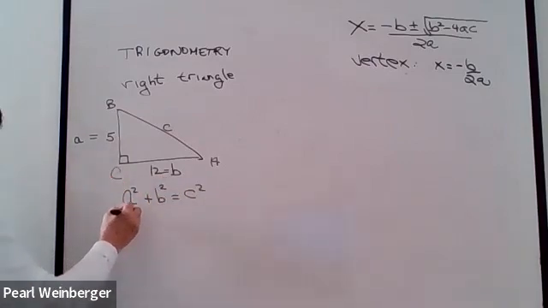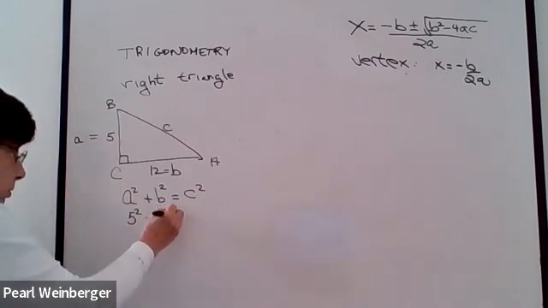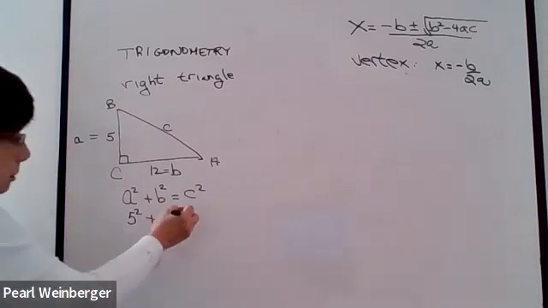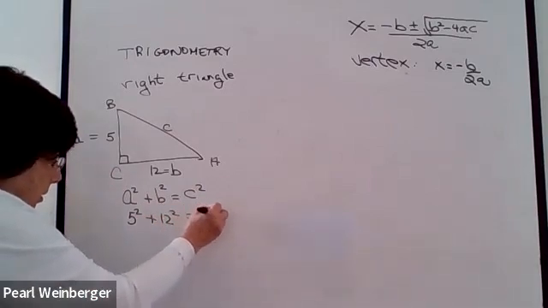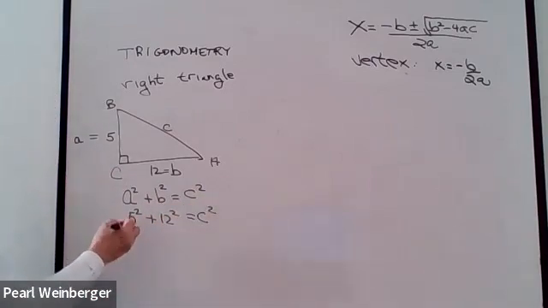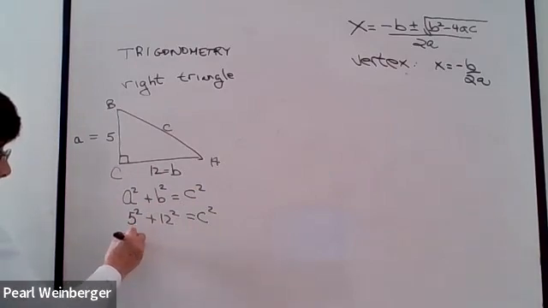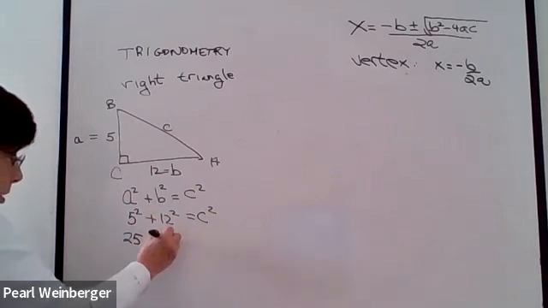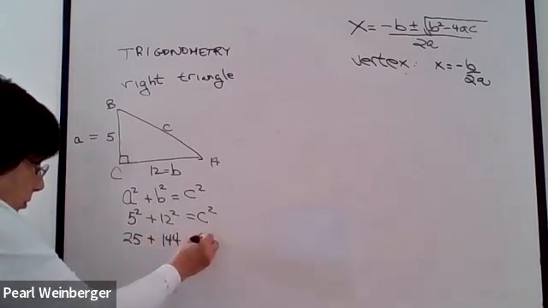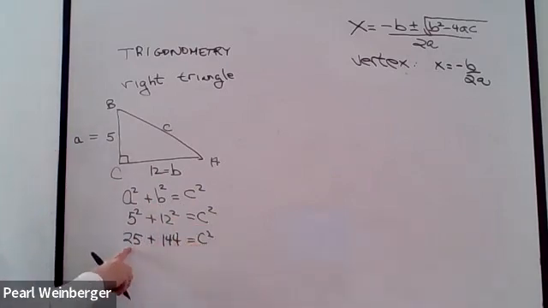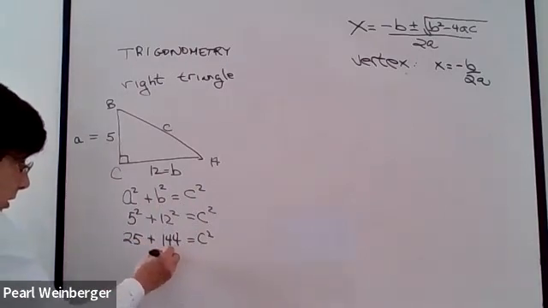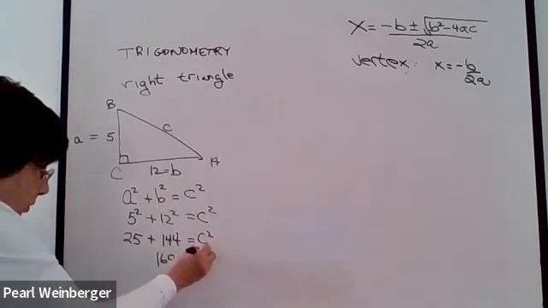So I'll do 5 squared plus 12 squared has to equal c squared. And 5 squared is 5 times 5, which is 25. And 12 times 12 is 144. So that'll give me 169 is c squared.